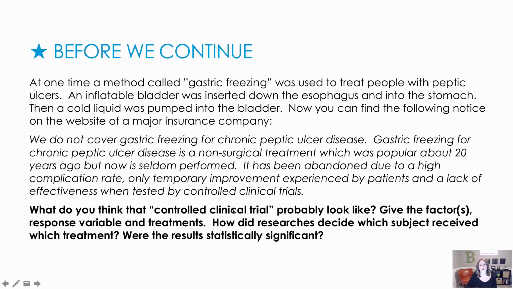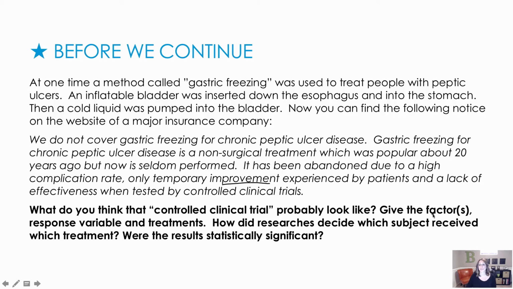What do we think that controlled clinical trial probably looked like? Well, I'm hoping that they took people who had peptic ulcers and randomly assigned them to either the gastric freezing group or whatever the alternative treatment is, which is what I'm assuming people are still using today. Then they would perform that surgery. And again, what are we trying to decide? We're looking for improvement of some sort of the peptic ulcer. So I'm not sure exactly how that was measured. That information isn't given in this short little blurb.